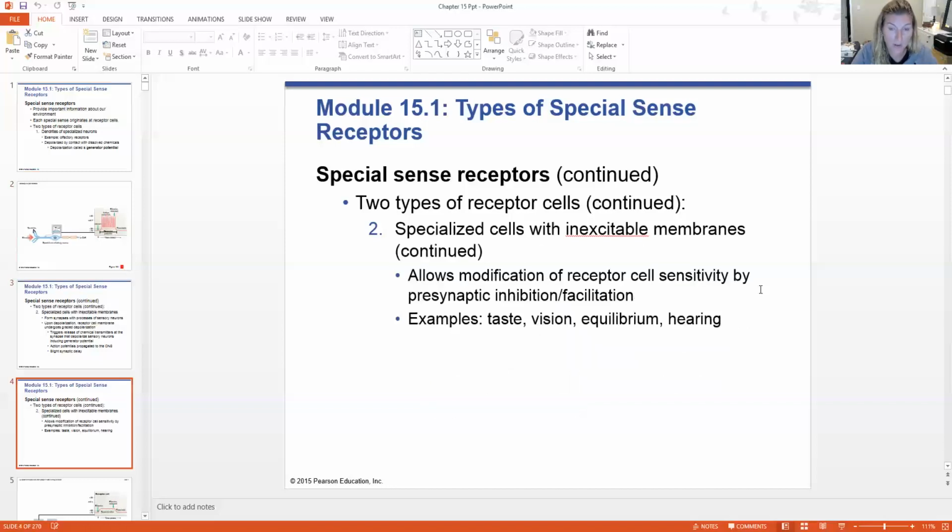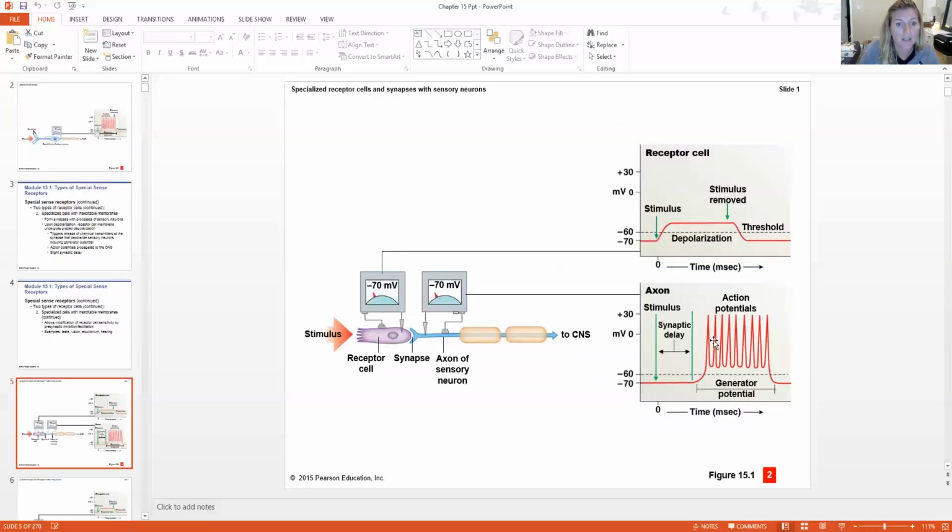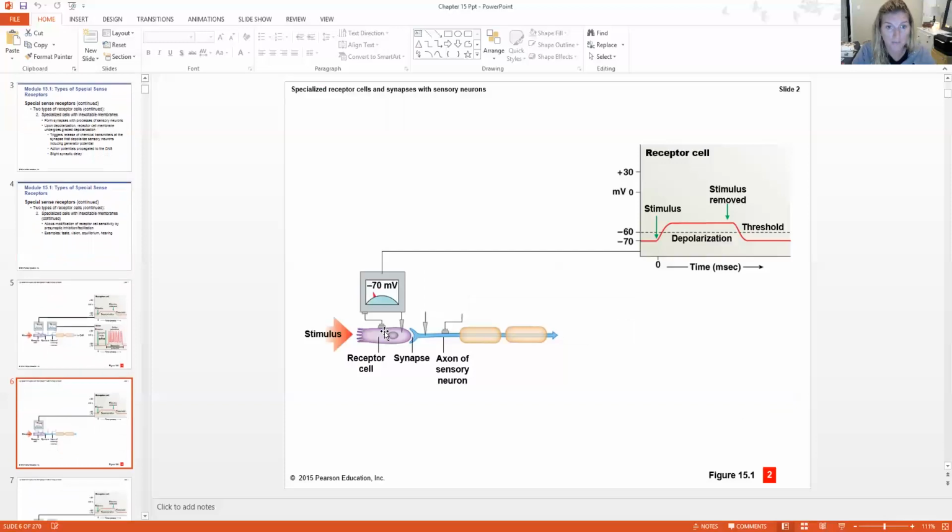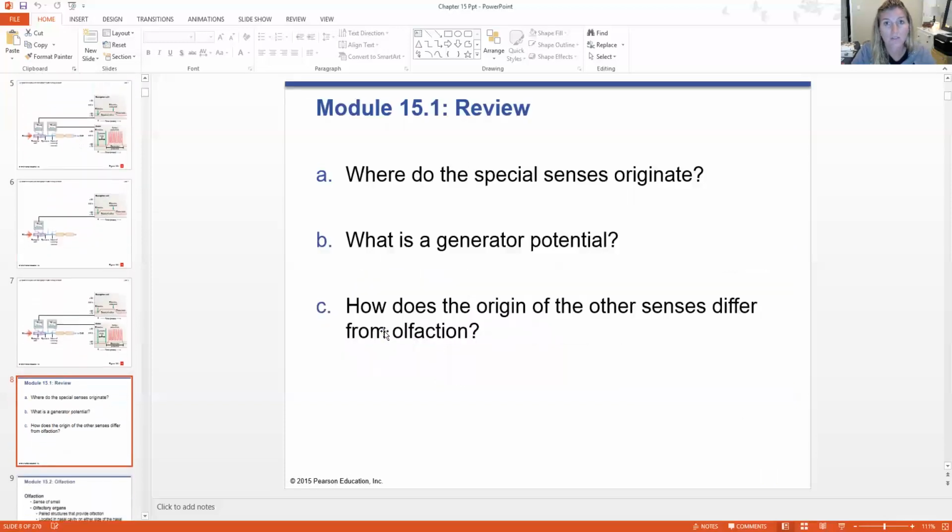They also allow for modification of the receptor cell by having some type of presynaptic inhibition or facilitation. So taste, vision, equilibrium, and hearing all use these inexcitable membranes as well. Here you see what I mean. There's a receptor cell that has to be stimulated before the axon of the sensory neuron is stimulated. Again, this receptor cell can either be excited or inhibited depending on the stimulus. You can pause the video here and go back and review these three questions.